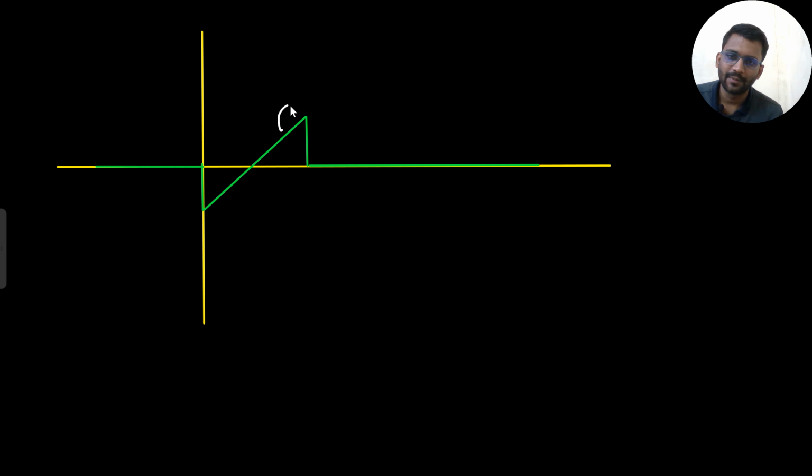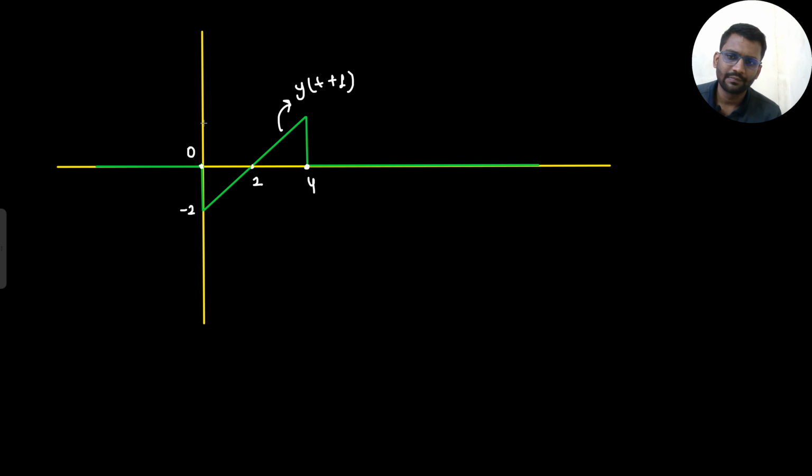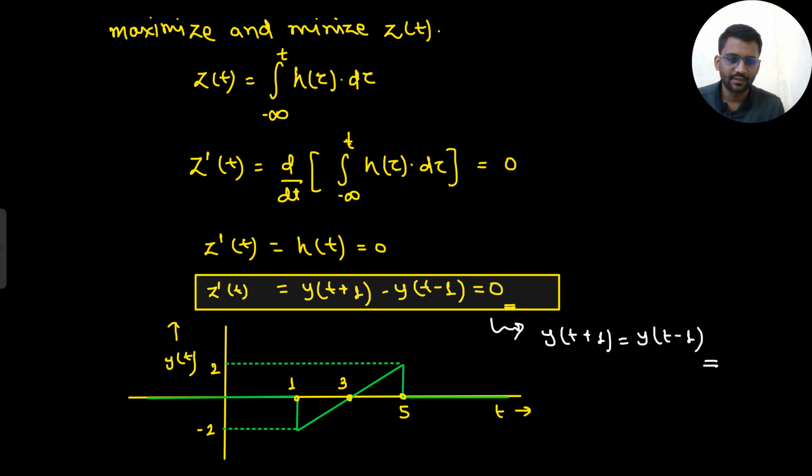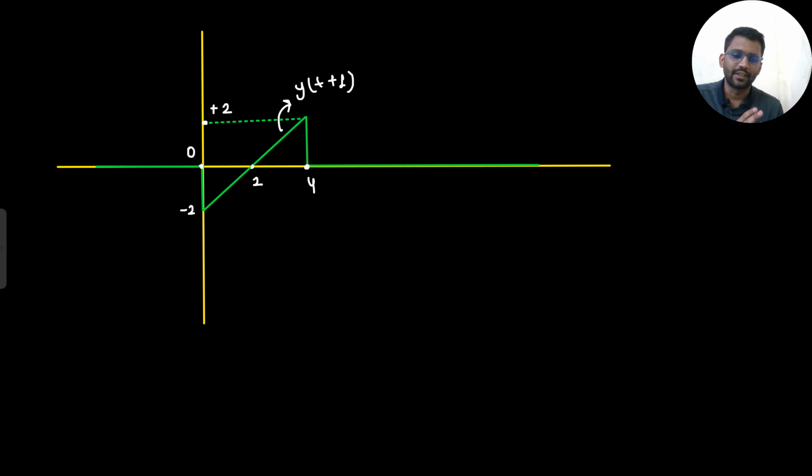Okay, so this is y of t plus 1. This was 0, this was 2, this was 4. This value is minus 2, this value is plus 2. And now we will make y of t minus 1, because we have to equate both of them. Y of t minus 1, that means it will be left shifted. So from 2 to 6 it will come. So it will be right shifted, not left shifted. It will be right shifted.